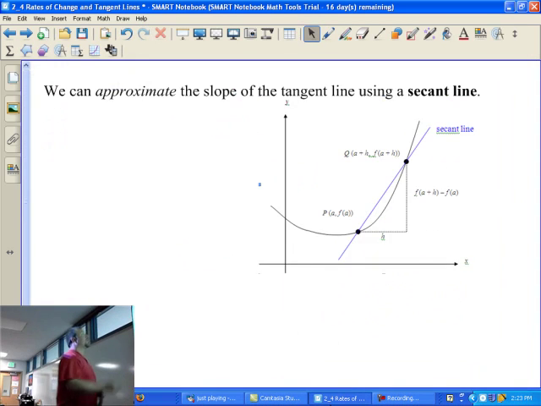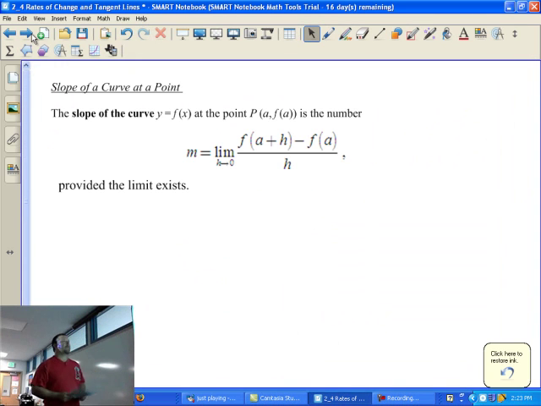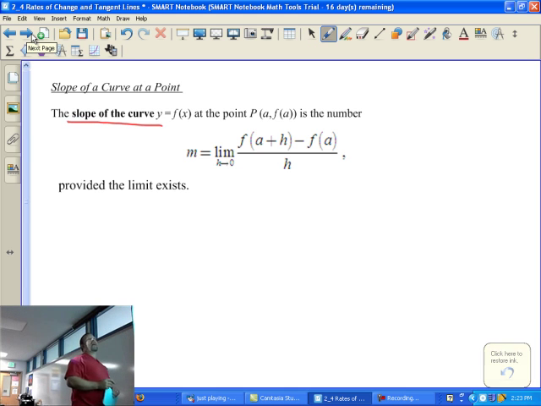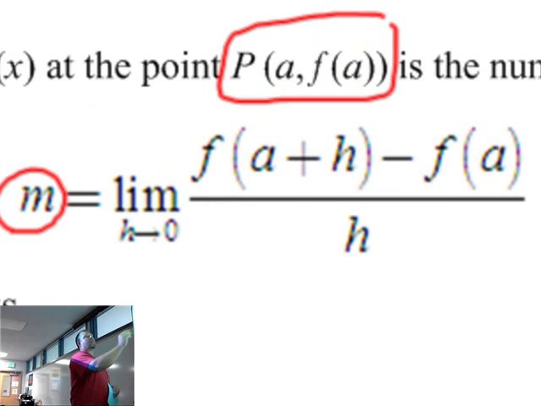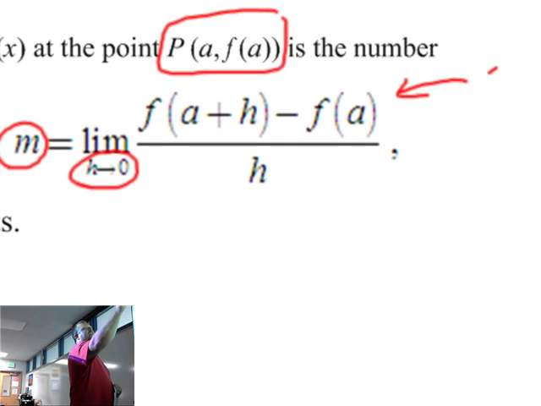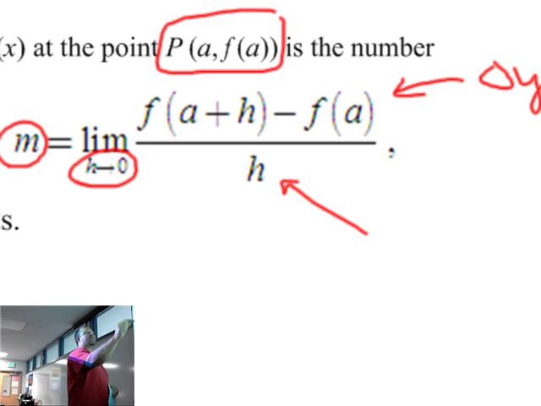Okay? So how does this work? Well, we can say then that the slope of a curve at any point A, f of A, is the number m, which is slope. We've been using since Algebra 1. It is the limit as h goes to 0 of f of A plus h minus f of A, that was our change in y, over h, this is our change in x. And we want h to go to 0.